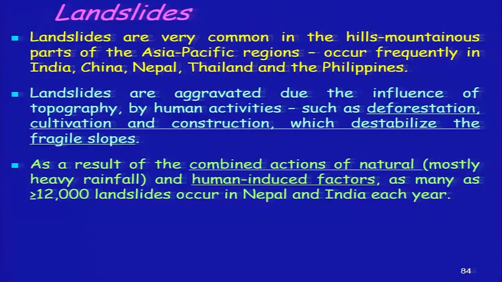Now, as a result of the combined action of natural factors, mostly heavy rain, and human-induced factors, as many as more than 12,000 landslides occur in India and Nepal per year. Now, this is just based on rainfall.